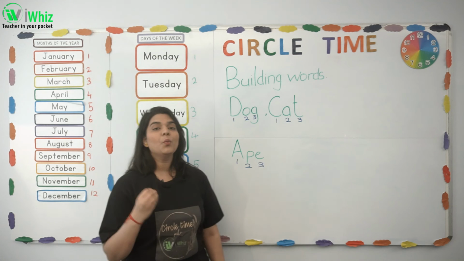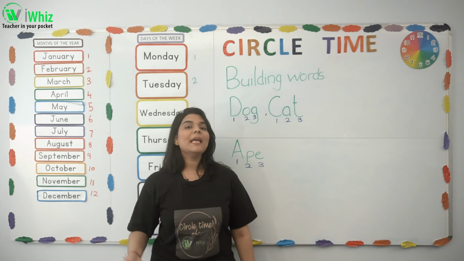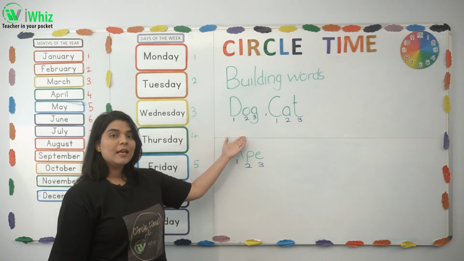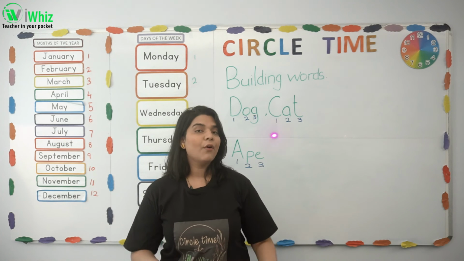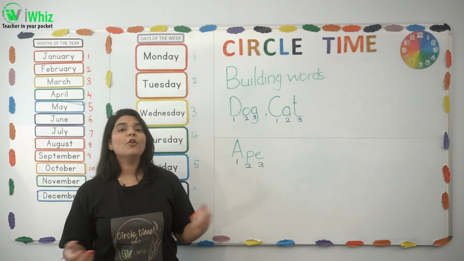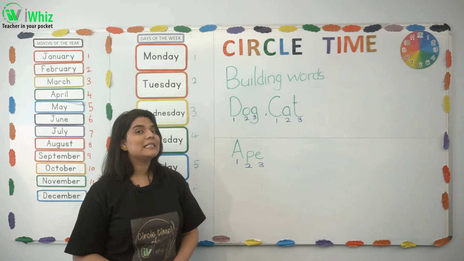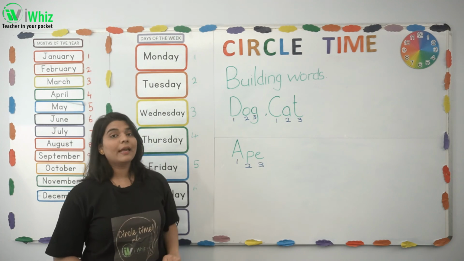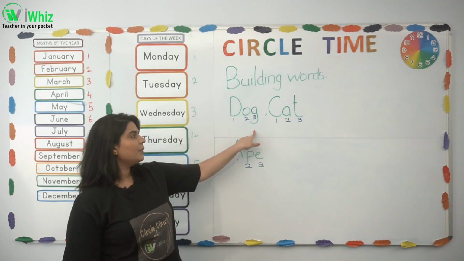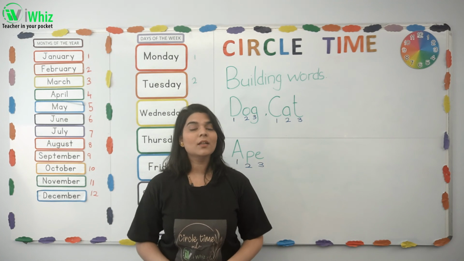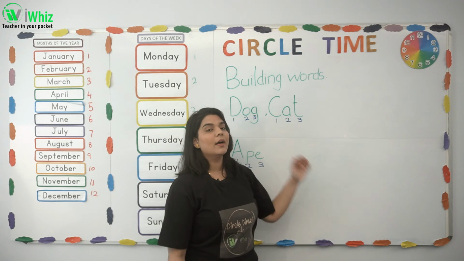If we break down the words in our head and we know the phonic sound and the letter that makes the phonic sound, we will be able to spell them out. For example, dog. We broke it down by saying D-O-G, dog. We know that D makes the sound D. We know that O makes the sound O. We know that G makes the sound G. That is how we spelt the word dog. That is how we built the word dog.